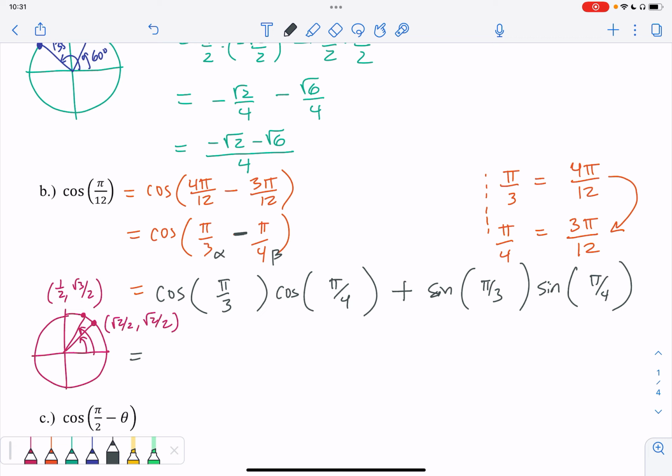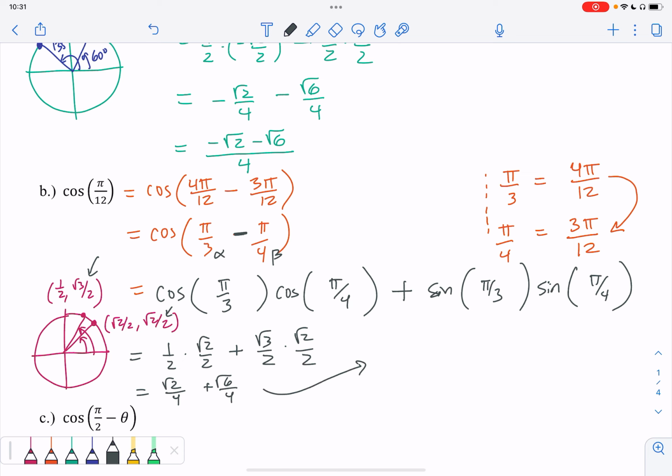So cosine of pi over 3. That is the x-coordinate at pi over 3: 1/2, times cosine of pi over 4, root 2 over 2. And then plus sine of pi over 3. Now that's the y-coordinate at pi over 3: root 3 over 2. What about sine of pi over 4? Y-coordinate at pi over 4: root 2 over 2. And now I just get root 2 over 4 plus root 6 over 4.